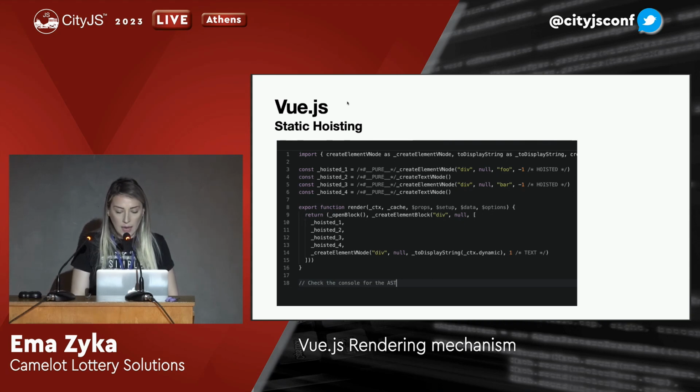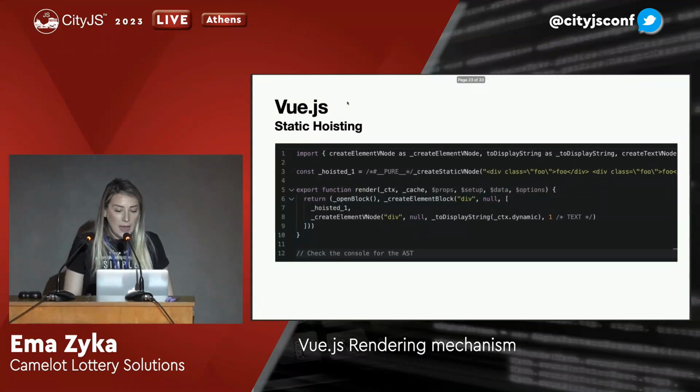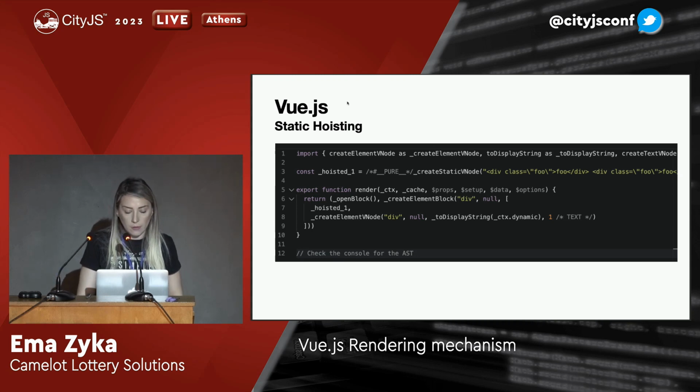Another thing is that in the case that there are some elements in a row consecutively and they are static, Vue will assume that they will never change, of course, but also it will try to keep them in memory as an HTML string. And at the end, in the generated code, it will create a constant that will keep this string in memory. And of course, again, it won't try to track any changes on that element.